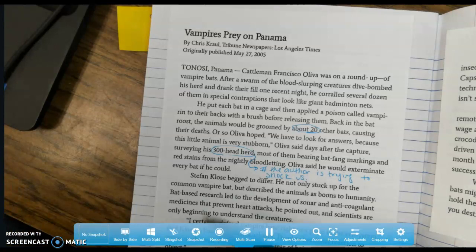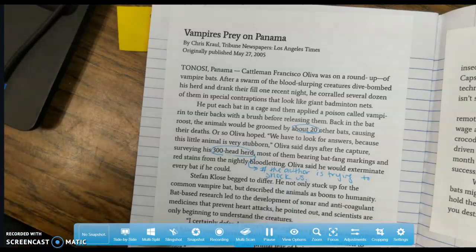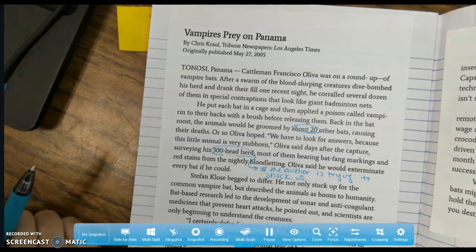Alright, so what I would like you to do is go ahead and read the rest of this article and look for other numbers and stats. Use the number signs and make an annotation and answer the question, why did the author use these numbers or amounts?